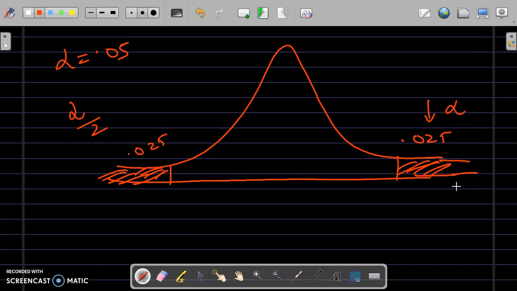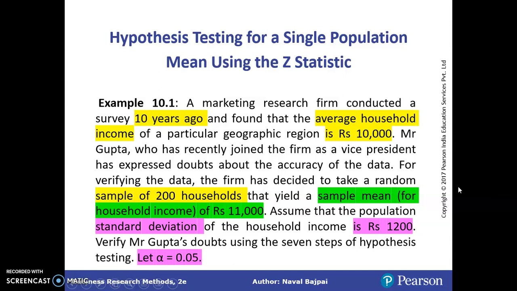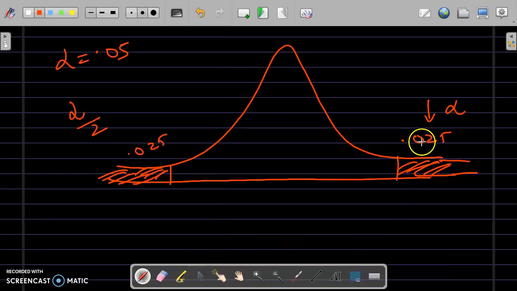Okay, coming back to our question. Here we have given alpha equal to 0.05. So each side we should have 0.025, and the value of z for this would be plus 1.96 here and minus 1.96.